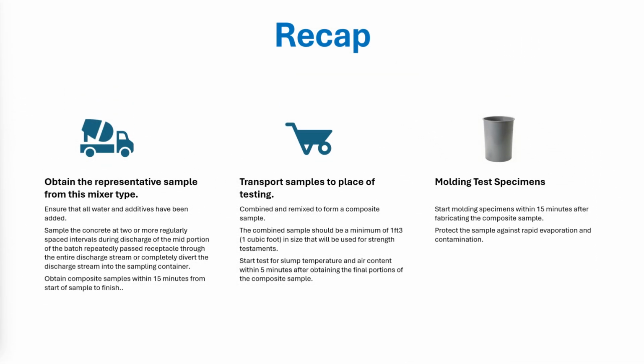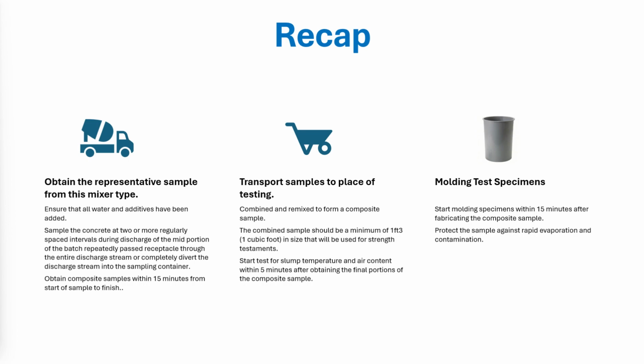All right, let's recap. Obtain the representative sample from the mixer type. Ensure that all the water and additives have been added. Sample the concrete at 2 or more regularly spaced intervals during the discharge of the midstream portion of the batch, repeatedly passing the receptacle through the entire discharge stream and completely diverting the discharge stream into the sample container.